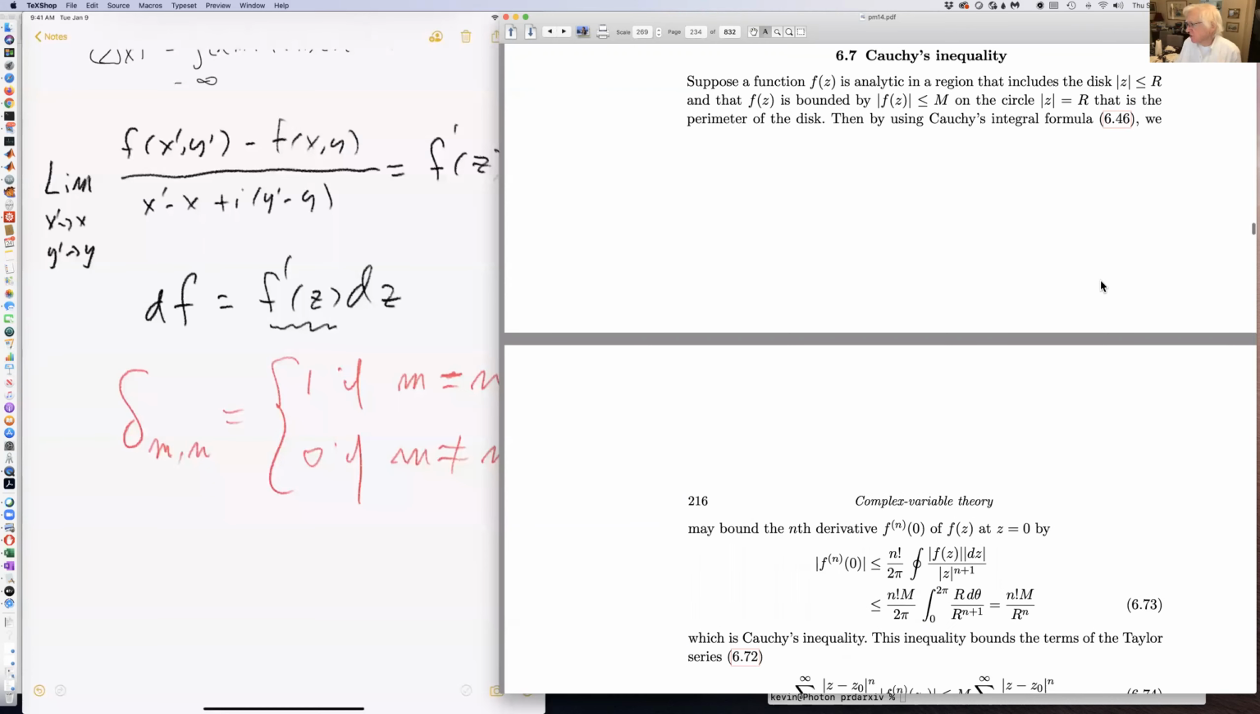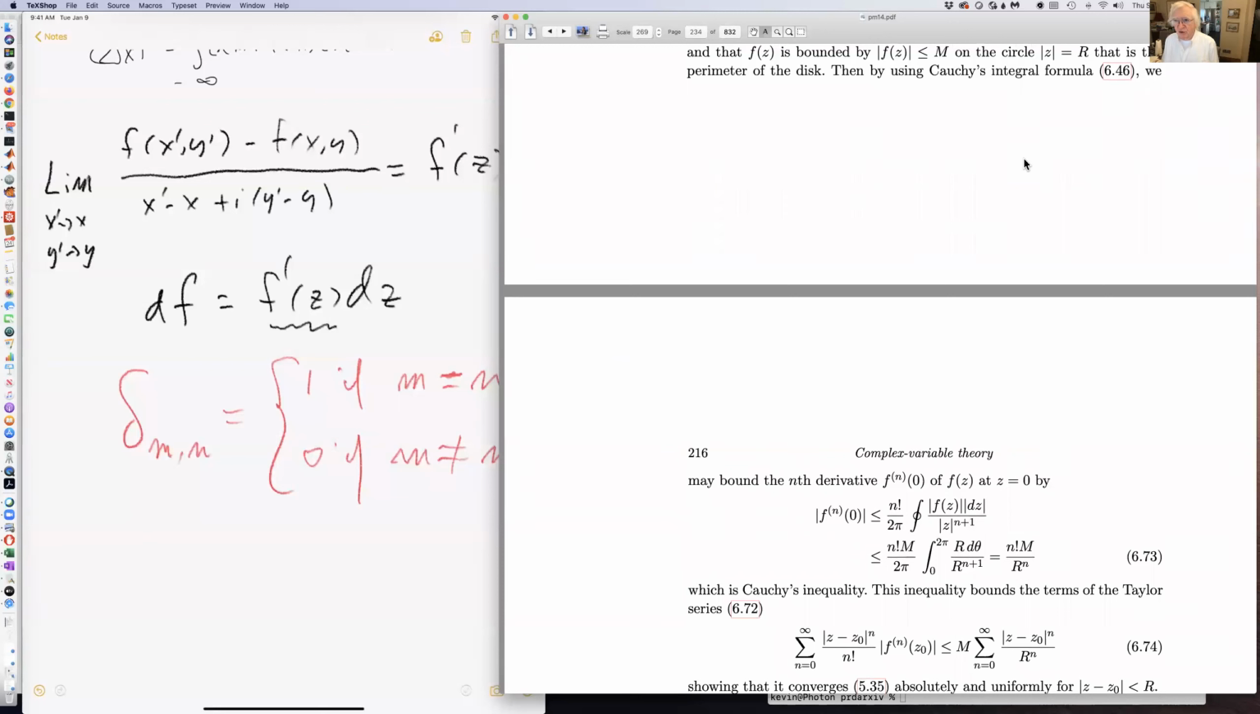let's go to Cauchy's inequality then. Again, this whole theory of complex variable theory is almost just this crazy chain of logical dominoes. Suppose f of z is analytic in a region that includes a disk, absolute value of z less than or equal to r. f of z is bounded on the circle of radius r, which is the perimeter of the disk. Then we use Cauchy's integral formula.